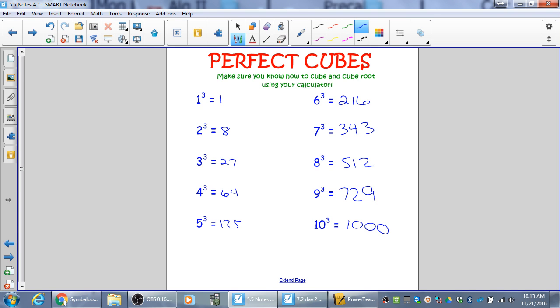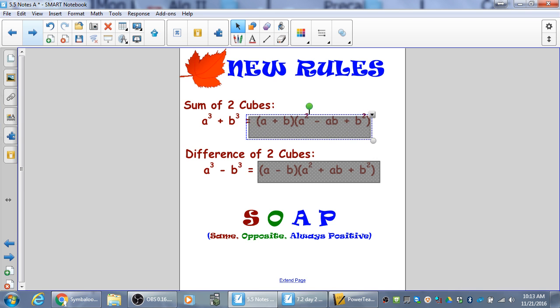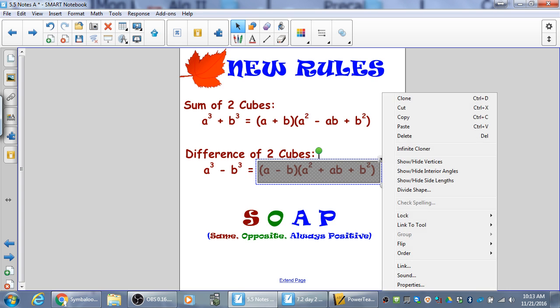Everybody got it? All right, here we go. New rules. The sum of 2 cubes. This, can I get this out of here? Yeah. Cut this. Cut that out of there.